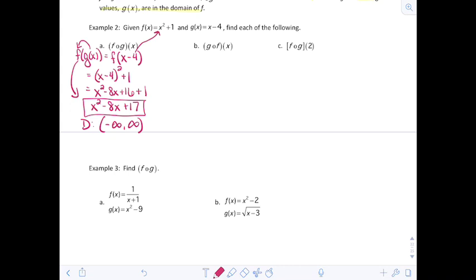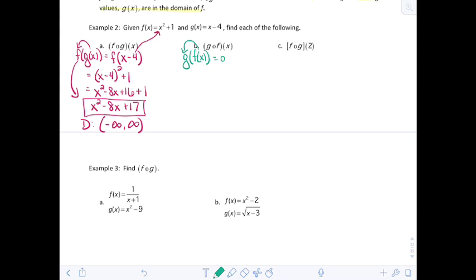Okay, all right, let's look at letter B, g of f of x. Now we're going to go the other way. So I'm going to rewrite the notation, g of f of x. This helps me to see I'm going to take f of x and put it into g wherever I see an x.